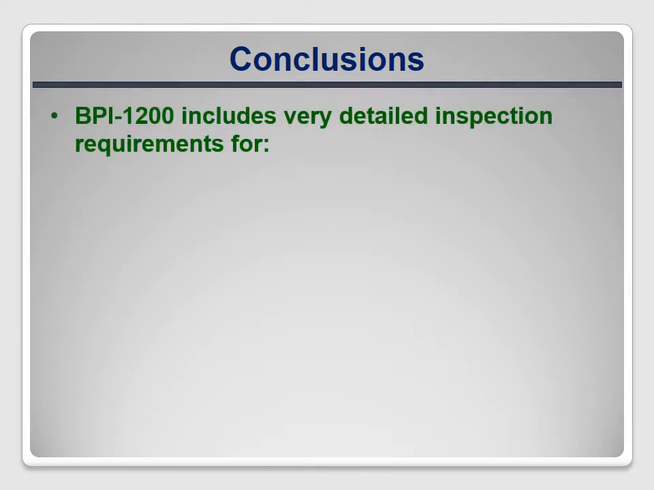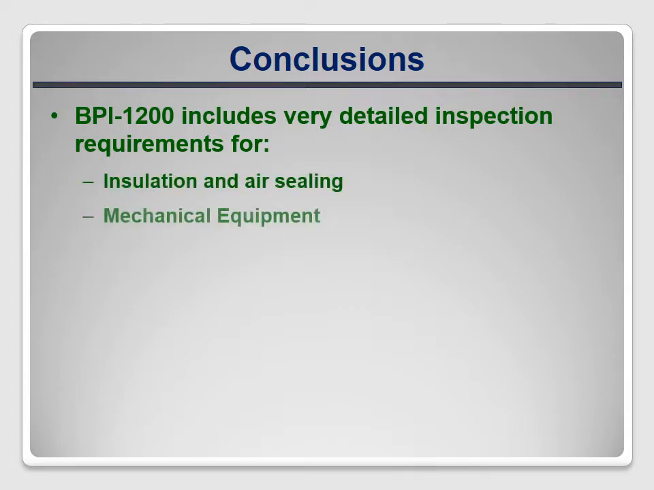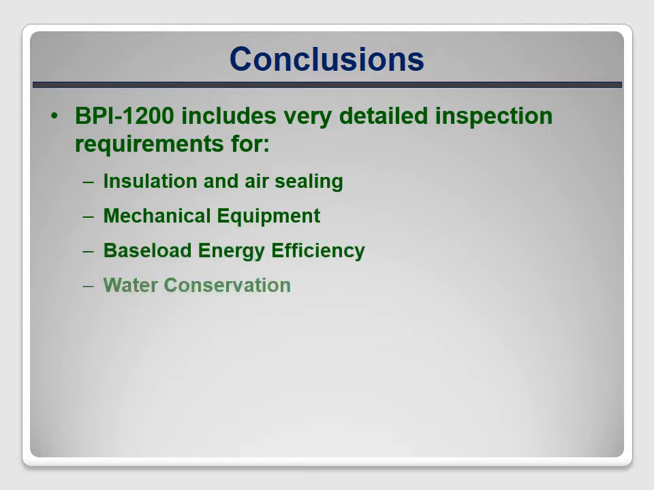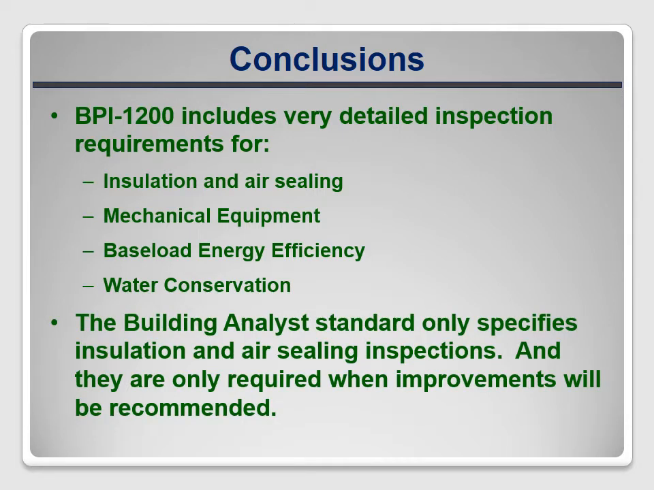As you can see, BPI 1200 clearly includes much more detailed inspection requirements than the Building Analyst standard. BPI 1200 requires detailed assessments in 4 major categories: insulation and air sealing, mechanical equipment, baseload energy efficiency, and water conservation. The BA standard only requires insulation and air sealing evaluation when changes are recommended. It doesn't mention the other categories at all.